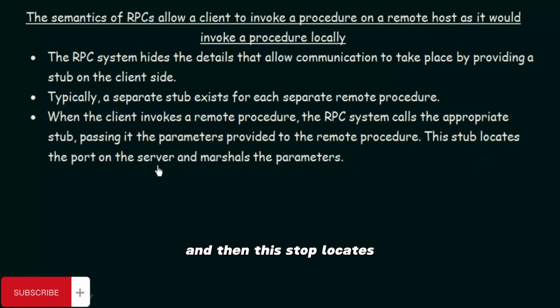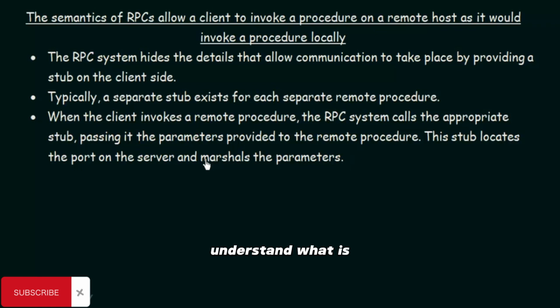And then this stub locates the port on the server and marshals the parameters. So the stub will locate the port on the server. On the server, there will be different kinds of services available, and each service will be identified by a port number. We have discussed ports in the previous lecture, where we studied sockets. So that specific port has to be found, and the stub will do that part. It will locate the port on the server, and it marshals the parameters. That means it will combine the parameters in a specific way.